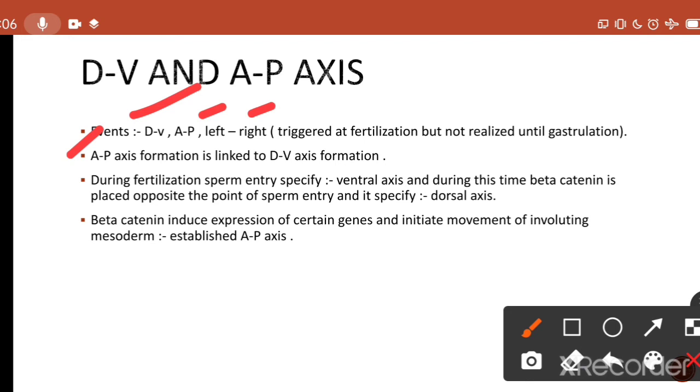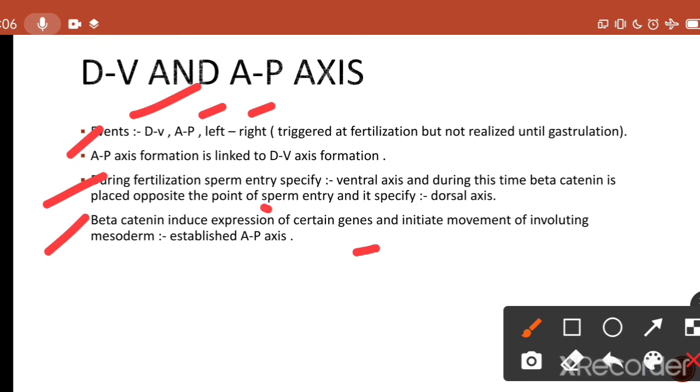point of entry creates the ventral side or ventral axis, and the opposite, 180 degrees from the point of sperm entry, results in the formation of the dorsal axis. How does this occur? This occurs by beta catenin. Beta catenin induces expression of certain genes, because this beta catenin is placed opposite the point of sperm entry, or we say that this beta catenin is deposited towards the dorsal axis of the embryo.